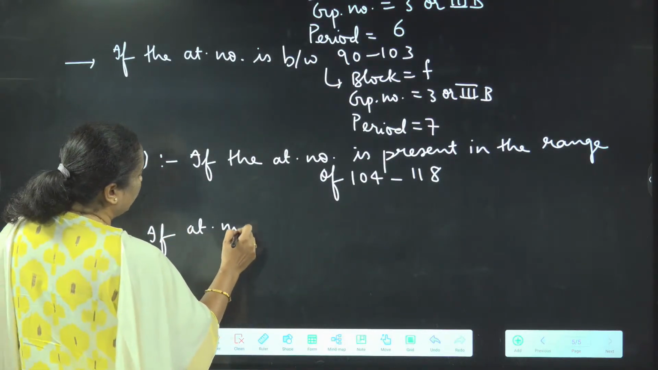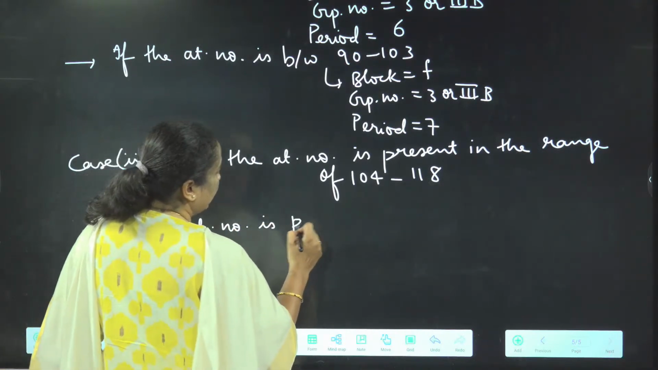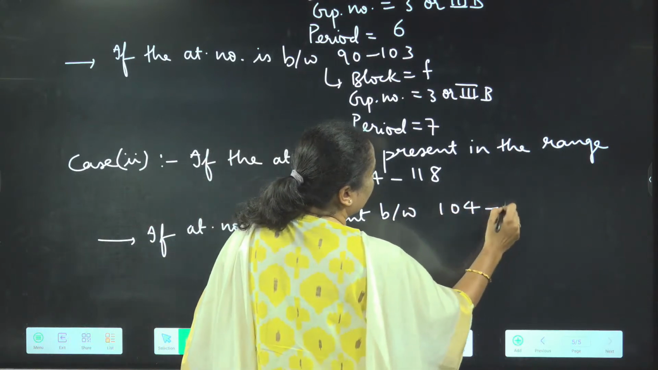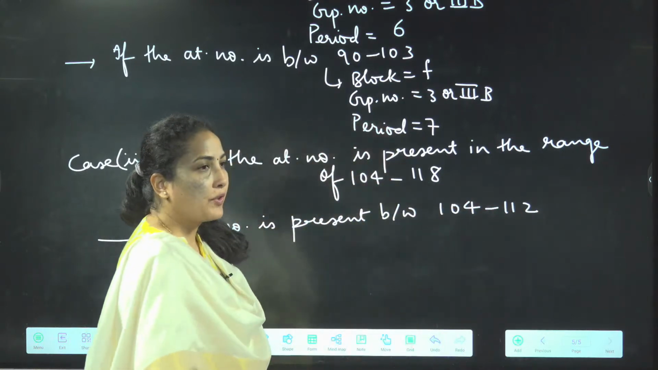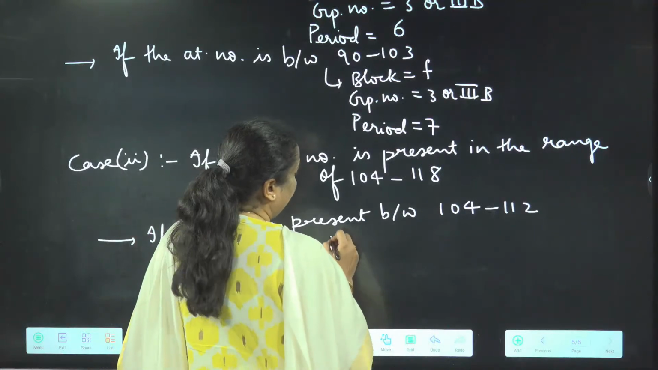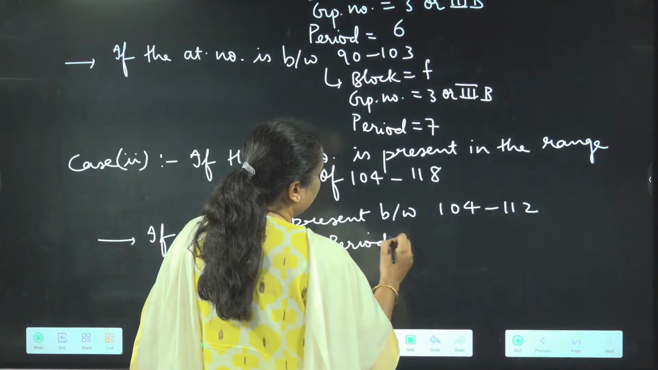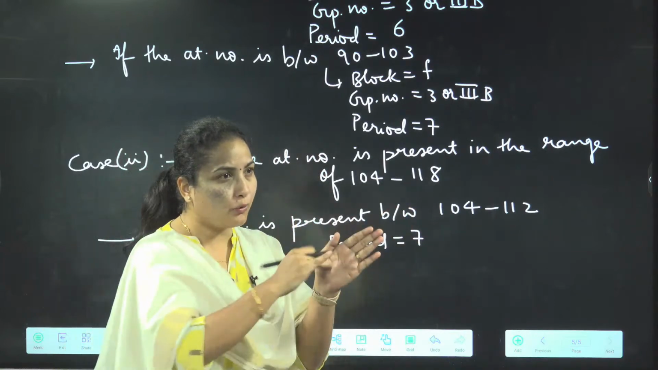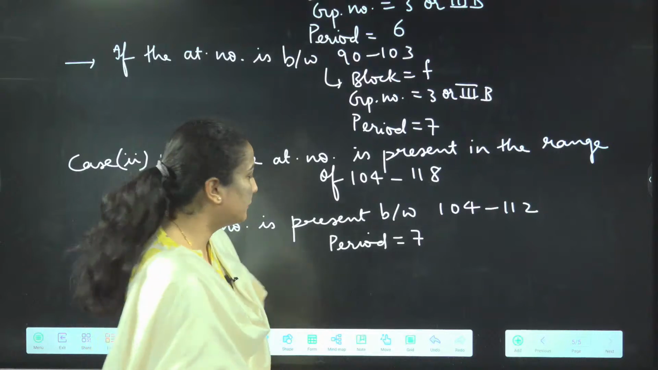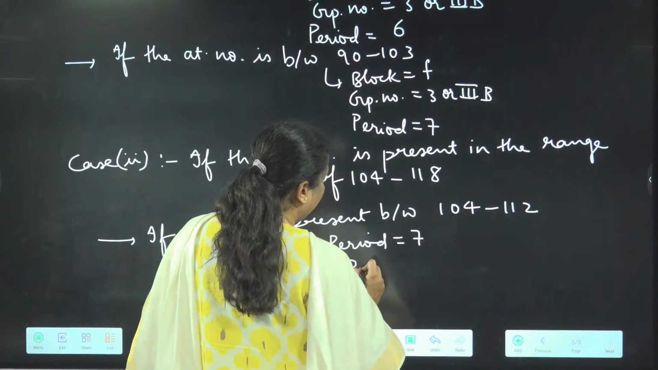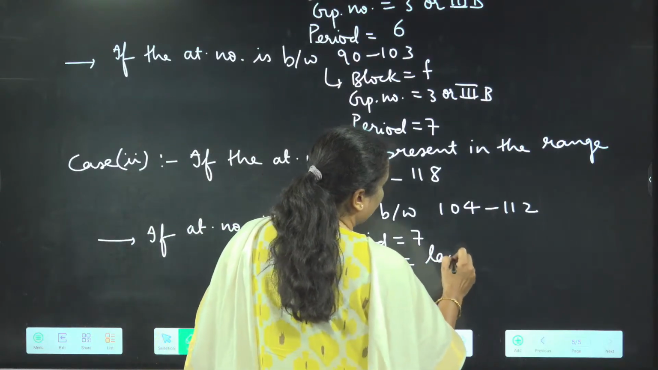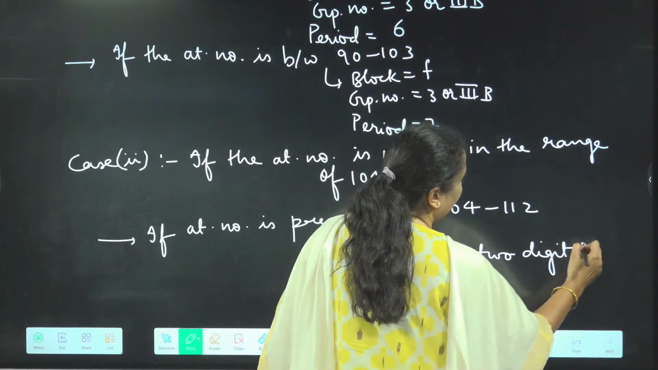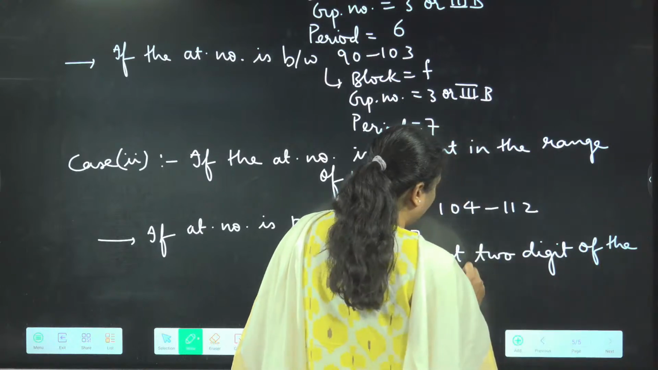If atomic number is present between 104 to 112. So first of all, what we need to see, definitely when we are talking about this period is going to be last one. We are talking about like up to 118, no, 104 to 118. So they are in the last period. Okay. Now, what about group number? Group number is equal to the last two digit of the atomic number.